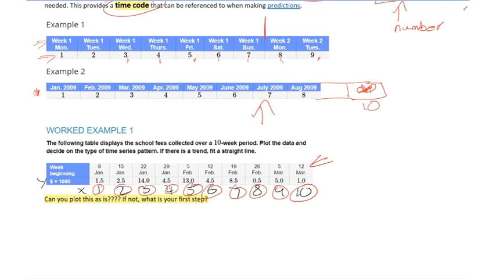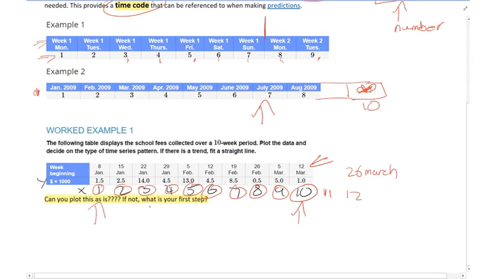But it's knowing what that time code clearly means in terms of what you're seeing. Same for this. I could say I want to know what's going to be on the 19th of March, that's time code 11. The week beginning the 26th of March, that's time code 12. That's how you use these things here. Can you plot this as is? No, you have to do these time codes.